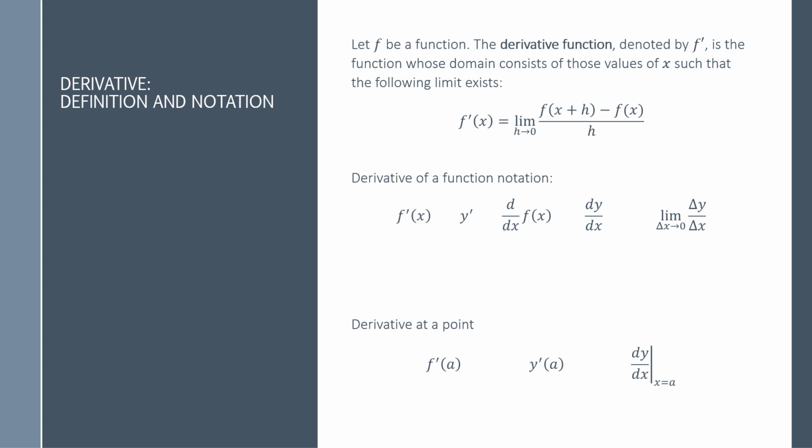Let me give you a quick reminder of the limit definition of a derivative function. That is something we've discussed in our previous lecture. We say that if f is a function, then f prime is the derivative function, so that the domain of this function consists of all values of x, such that this limit exists. So we're talking about the limit as h goes to 0 of the quotient, where in the numerator we have the difference f of x plus h minus f of x, and in the denominator we have h.